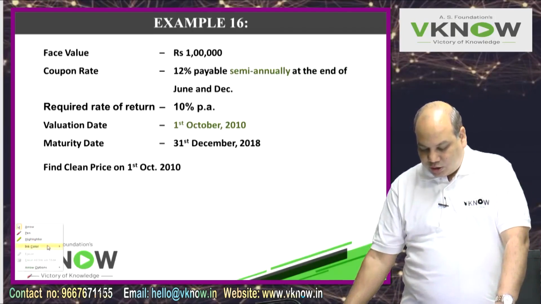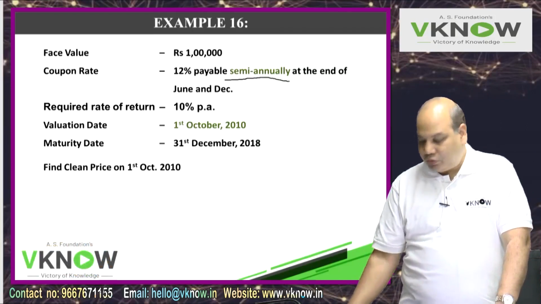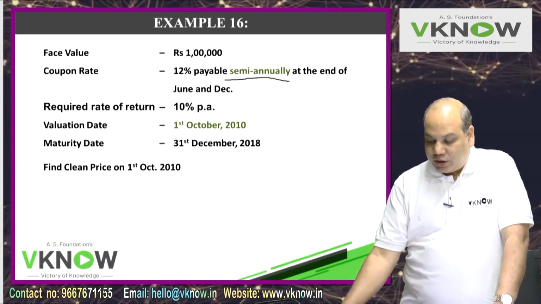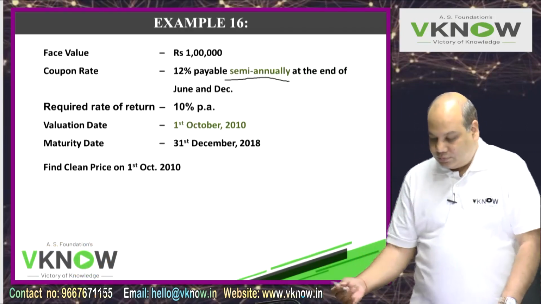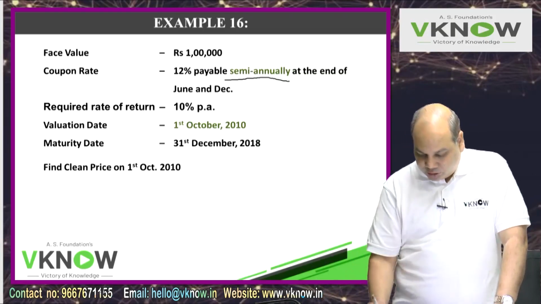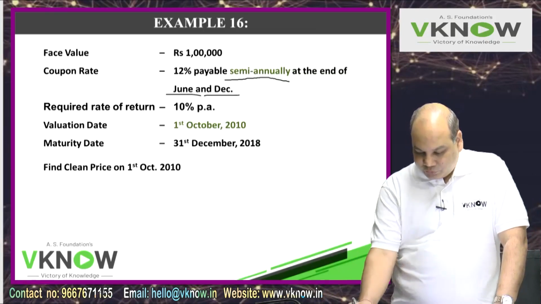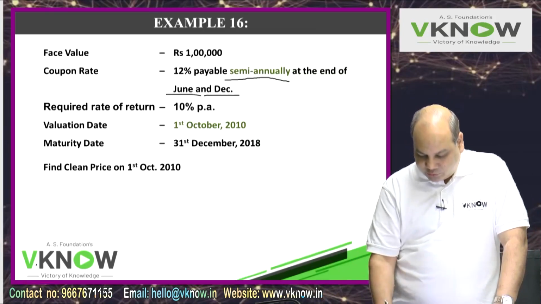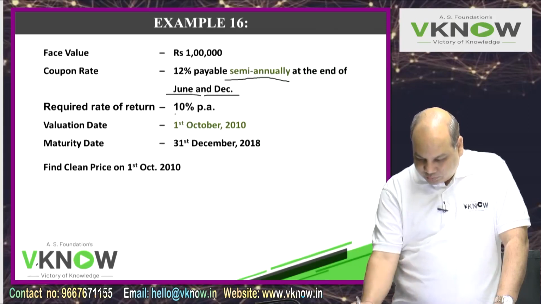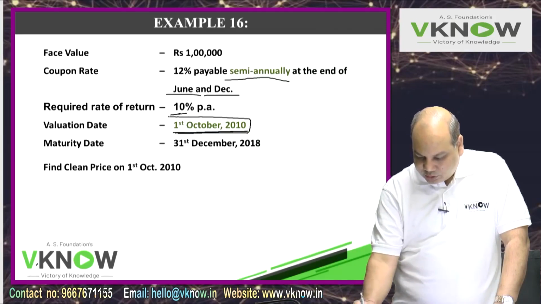Semi-annually means 2 times a year. The previous question was annually. At the end of June and December, so the coupons will be paid on 30th June and 31st of December. The required rate of return is given to you, 10% per annum. Then you have to do valuation on 1st October, that is important.